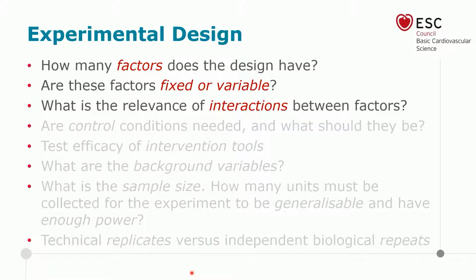And some of the things that we've also been struggling with. So first you have to ask yourself, how many factors does the design have? Are these factors, and these are the factors that you control, fixed or variable? You can also call them independent factors. And then you study the dependent factor. In my previous example, when you change factor A, then the atherosclerosis is the dependent variable that you are studying. So are these factors fixed or variable? And what is the relevance of interactions between these factors?